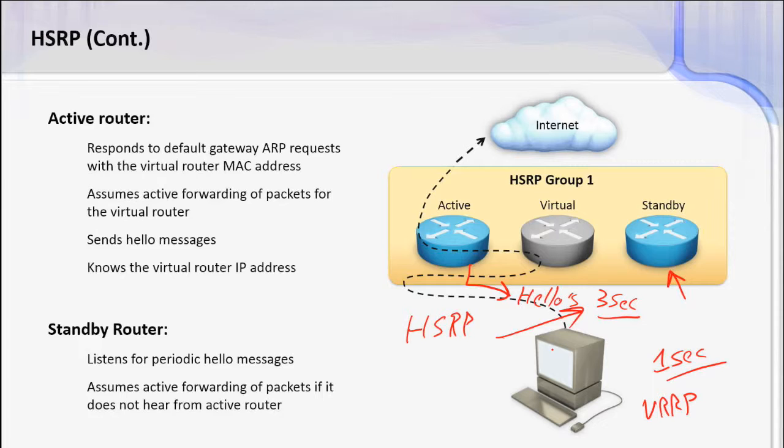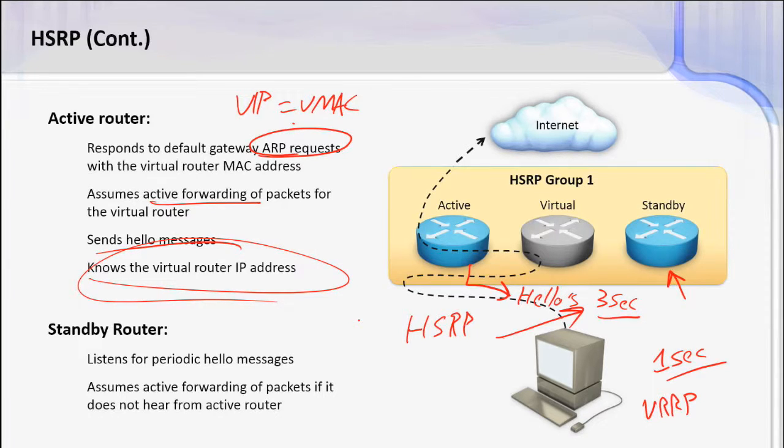So the active router is responsible for responding to ARP requests. He goes, the virtual IP equals the virtual MAC. That's what he tells the world. It assumes active forwarding. In other words, he's doing all the routing for the network. He sends hello messages to let his partner know that he's there. And of course, he knows the virtual router's IP because he's acting as a virtual router.